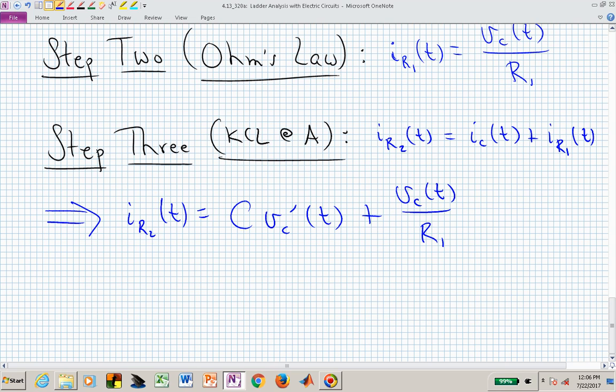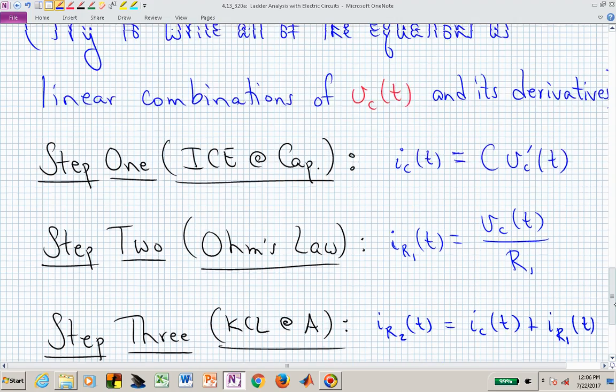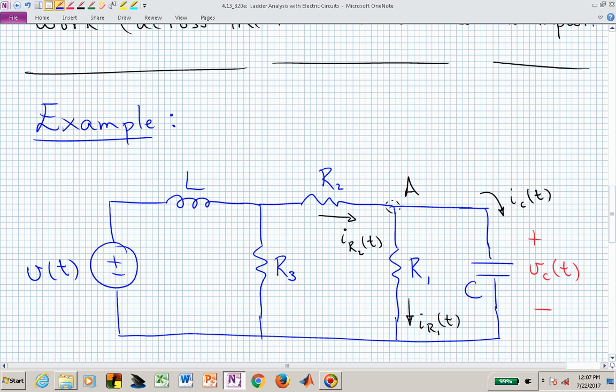We now have I sub R sub 2 also expressed as some linear combination of the output voltage V sub C and its derivatives. And we have that same for I sub R sub 1 and the same for I sub C. So now we can go a little bit further. Again, we're writing voltages and currents in terms of V sub C and its derivatives. The next thing that we can do is work our way back to the next node by noting that this voltage drop can be written in terms of I sub R sub 2.